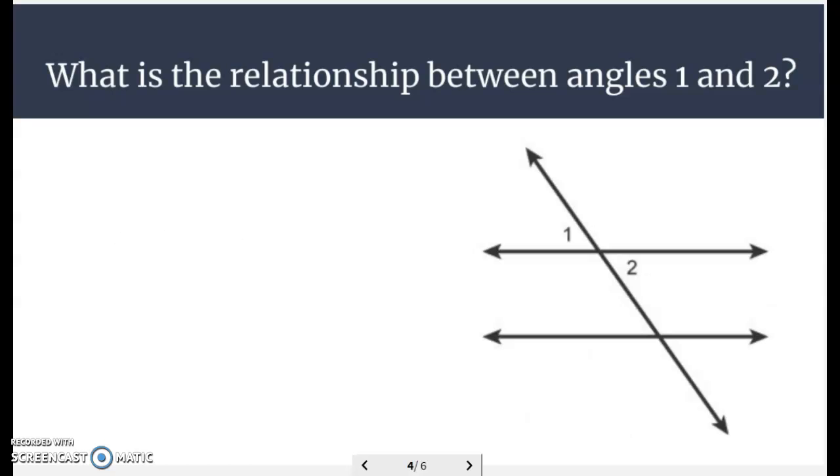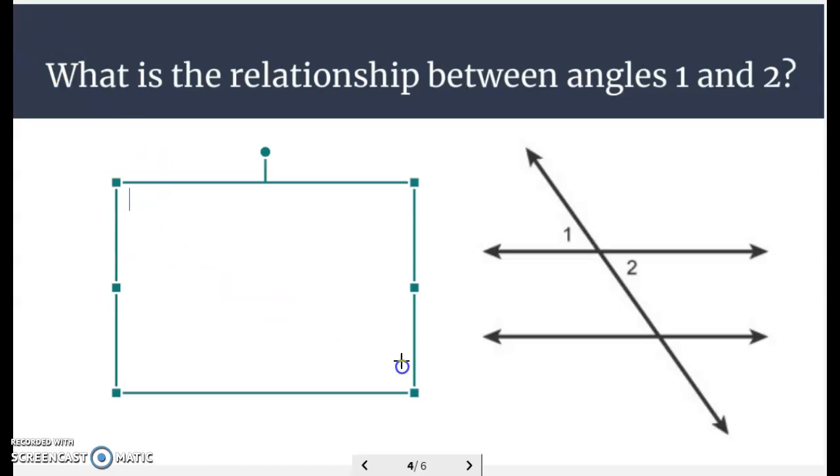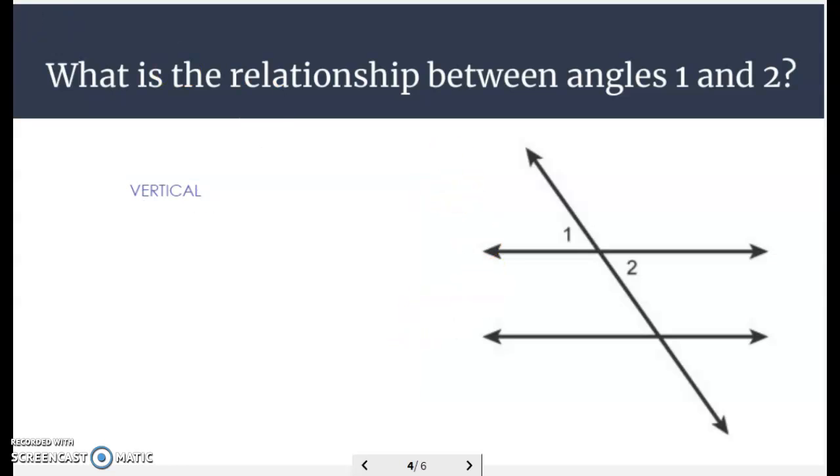Looking at these two, notice they are formed from two intersecting lines. And we would say, because of that, they are vertical. Vertical angles. They're formed from two intersecting lines. They are sort of opposite of each other, and they would have the same measure angles. They would be equal in measure.